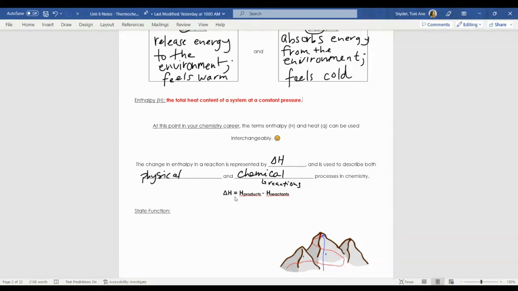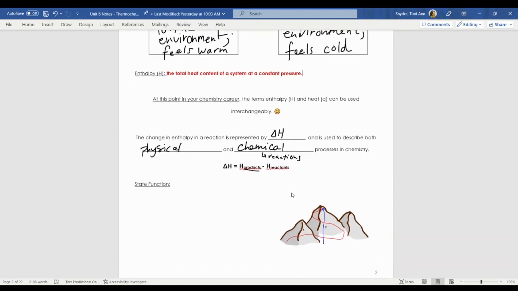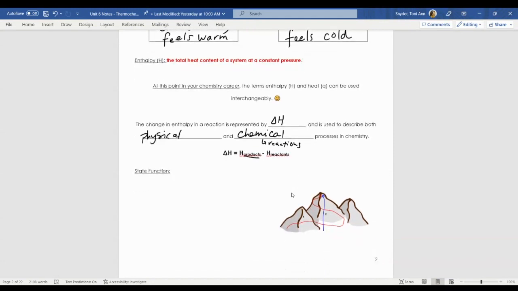And the way we can calculate enthalpy is by looking at the total energy of your products minus the total energy or the total heat of your reactants. We're going to look more at this a little bit later in the unit, not so much right now, so I'm not going to harp on that. And what we're going to find is that as we're going through these heats of reaction, heat is what we call an example of a state function. And a state function means that this is path independent.